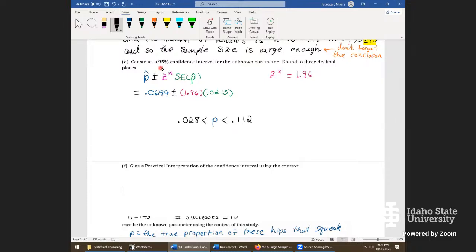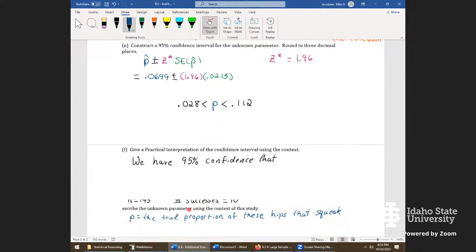So we'll start off by saying we have 95% confidence that, then we change gears and start talking about the unknown population characteristic, P. In part A, we said it is the true proportion of these hips, ceramic hips manufactured in like 2003, 2005, I think, that begin squeaking eventually.